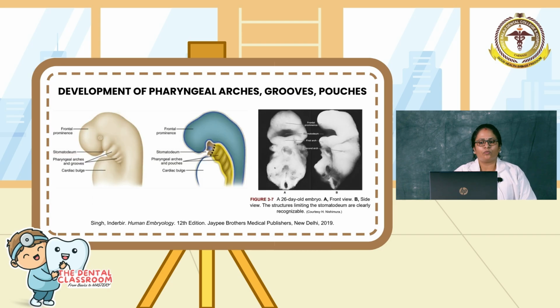Now let's see how the development of pharyngeal arches, grooves and pouches plays a role in the development of the face. On the sides of the embryonic head, you can see a series of bars which are called the pharyngeal arches. Each arch contains cartilage, muscles, blood vessels and a cranial nerve. Between the arches are the grooves on the outside and the pouches on the inside. These arches are very important because they form the specific parts of the face, jaws, tongue and neck structures. For example, the first arch contributes to the maxilla and the mandible.